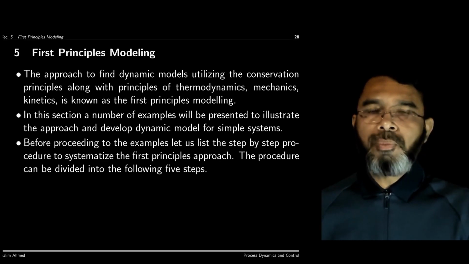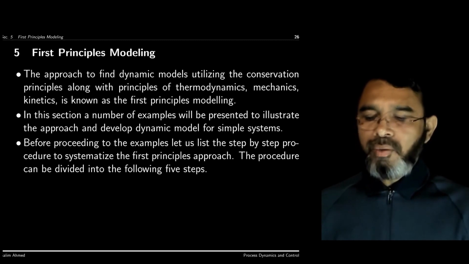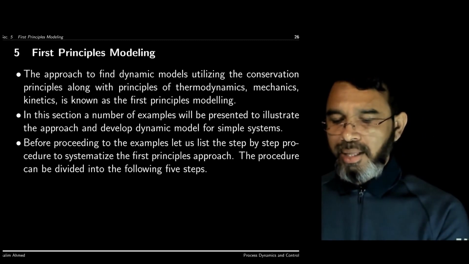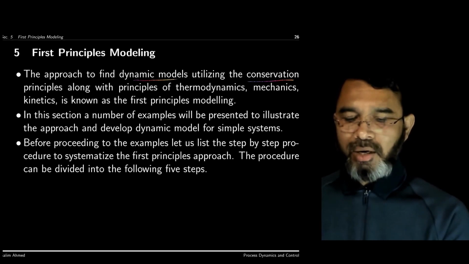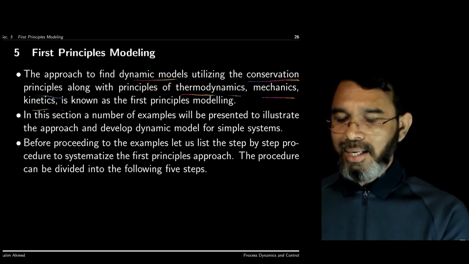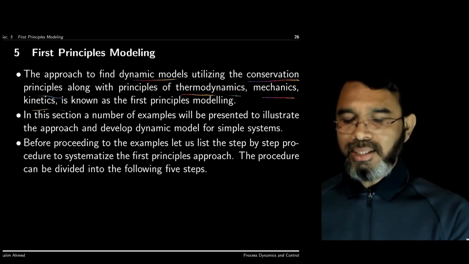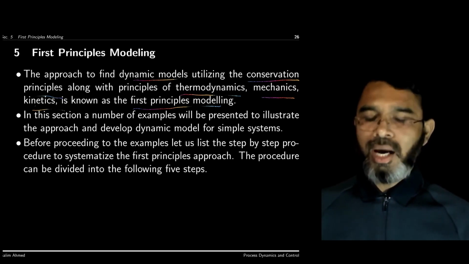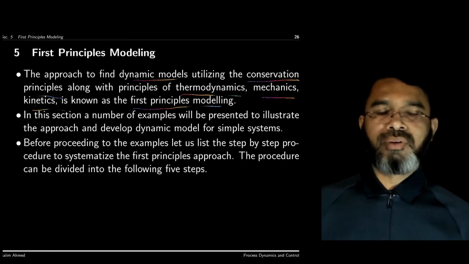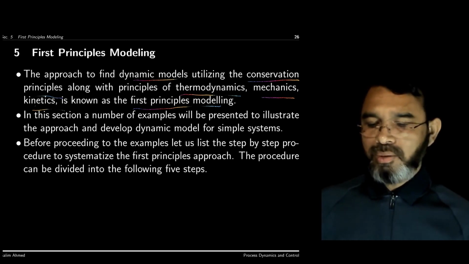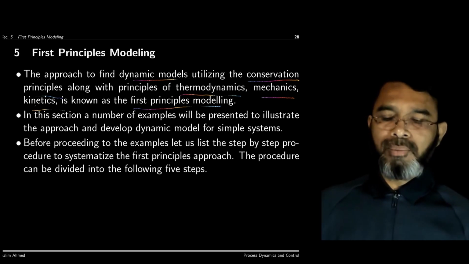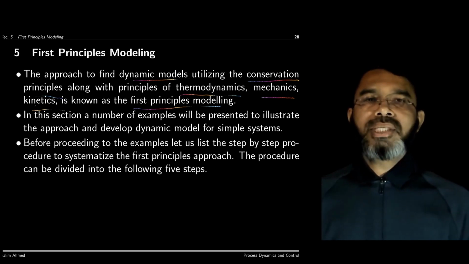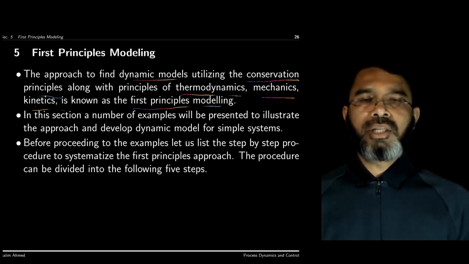Now in this session, we'll talk about the step-by-step procedure for first principles modeling. Now to start with, just to recall, the approach to find dynamic models using the conservation principles along with the principles of thermodynamics, mechanics, kinetics, and other laws of nature, that's what is referred to as first principles modeling. Now, as the system complexity grows, how to start a modeling process using first principles needs to be structured. Otherwise, the system complexity may create problems in the modeling exercise. Now, we'll describe a 5-step procedure for modeling using first principles.